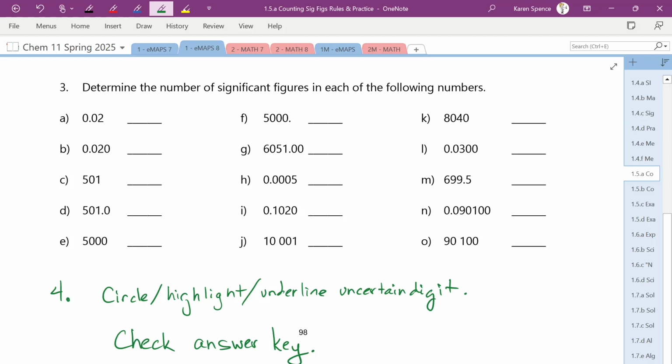We'll see. Okay, so these look very good. Once you're done, circle those uncertain digits. So you've now circled your uncertain digits. It says underline the uncertain digit. Oh, it's always 4 numbers. It's always 1, 2, 3, and then the 4. There's only 1 uncertain digit, so it's always the last sig fig.